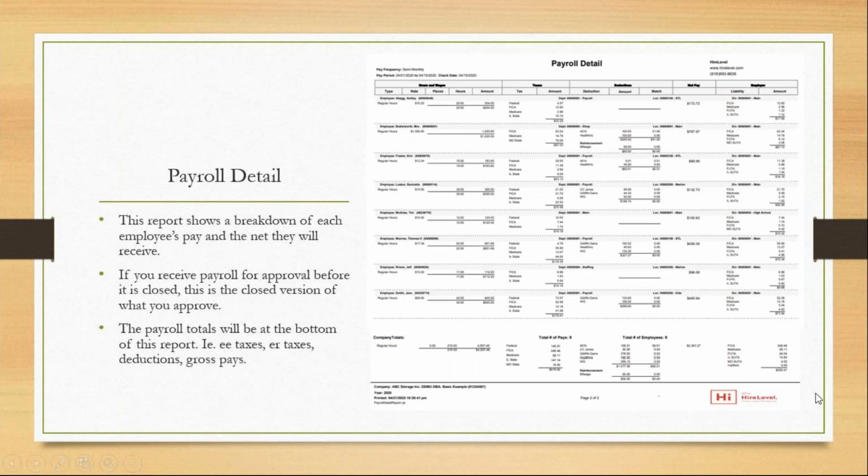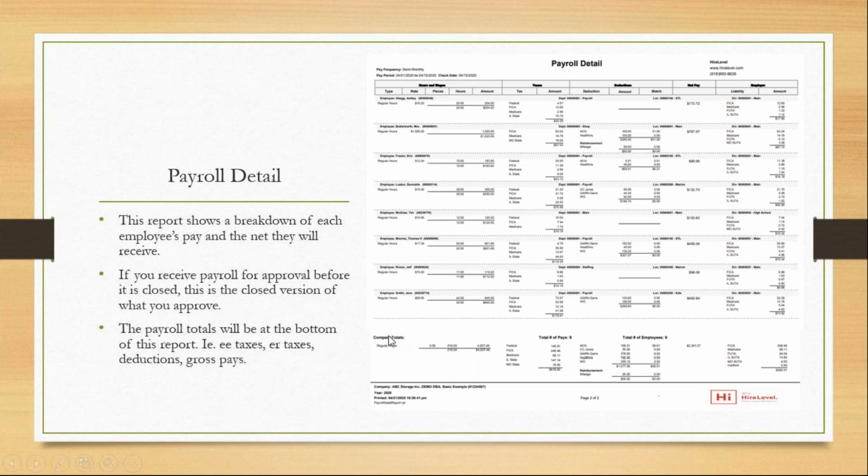Okay, so I'm going to go over some of the common reports that you are sent in your email. And this one is the payroll detail. What this does is it shows a breakdown of each employee's pay. I know this is a little bit small, but you can see each employee, what their rate is, how many hours they received, the gross pay, the taxes, if they had any deductions or garnishments, and then the net pay they're going to receive. You can see the check date here at the top.